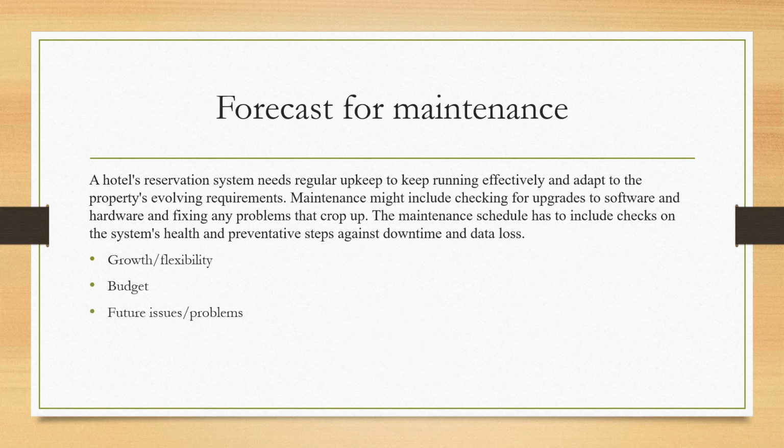Slide number 23. The hotel reservation system needs to be maintained on a regular basis to work well and keep up with the changing needs. Maintenance tasks can include checking for software and hardware updates, fixing problems, doing regular health checks, and avoiding downtime and data loss. The maintenance schedule must be flexible enough to meet the growing and changing needs of the property. A budget should be set up for payroll costs and repairs and improvements. Future problems and issues should also be thought about, and precautions should be taken. By keeping the reservation system up to date and well maintained, the hotel can make sure it continues to run smoothly and meet the needs of the guests.